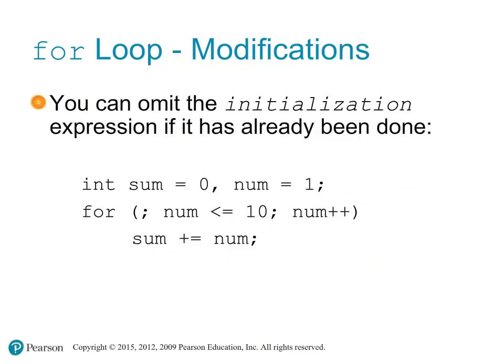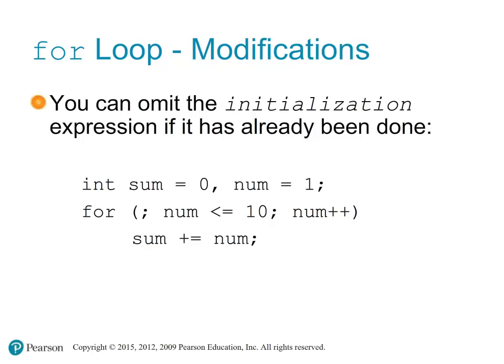The for loop allows the omission of the initialization expression if it has already been done elsewhere in the code. The initialization expression can be left out, but the semicolons must remain. For example, for, then in the round parentheses you have a semicolon, num less than or equal to 10, semicolon, and num plus plus. So in this example, the variables sum and num are initialized before the loop.